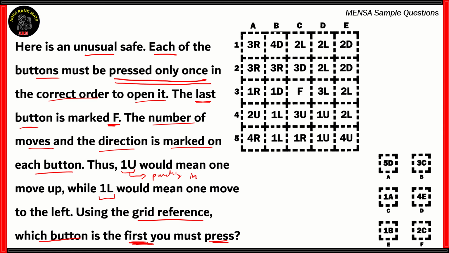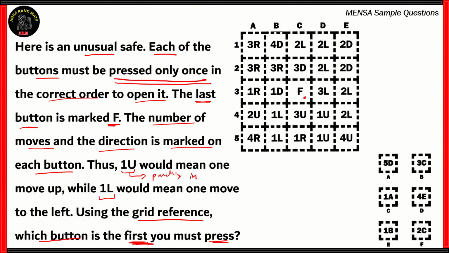Think about it. Well, it turns out we need to use the analytical method. Basically, we start from the last button, which is marked F. We move backwards until we get the first button. So, let's start the detective work. We know that the last button is marked F.